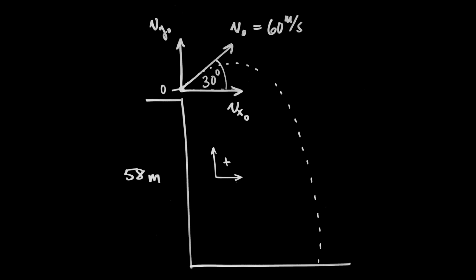I don't know how far it's going to be from the base of the cliff when it gets there. I don't know what its velocity will be when it gets there. I don't know how high it'll rise above the top of the cliff. There are a great many things that I can solve for, and I'm going to solve for them all.